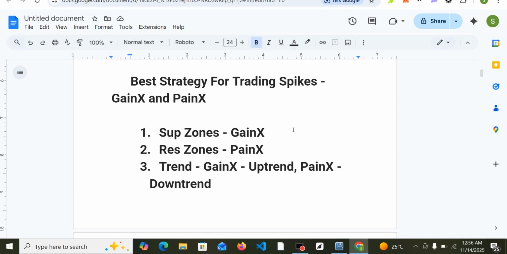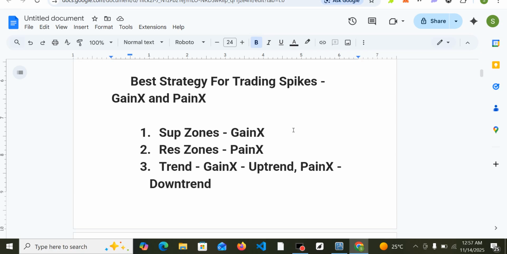So the first thing you should take note of is, if you want to trade spikes under GainX, it must be from the support zone. That is, spikes usually happen under GainX from the support region. When the market price is getting to the support region, a spike can happen any moment from there. So this is very, very important.